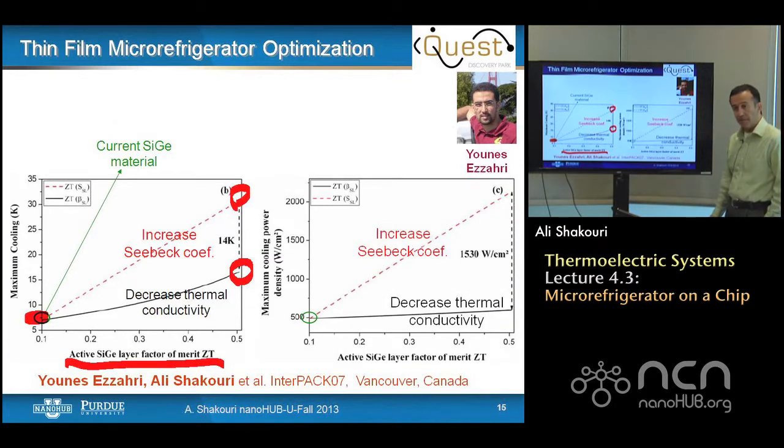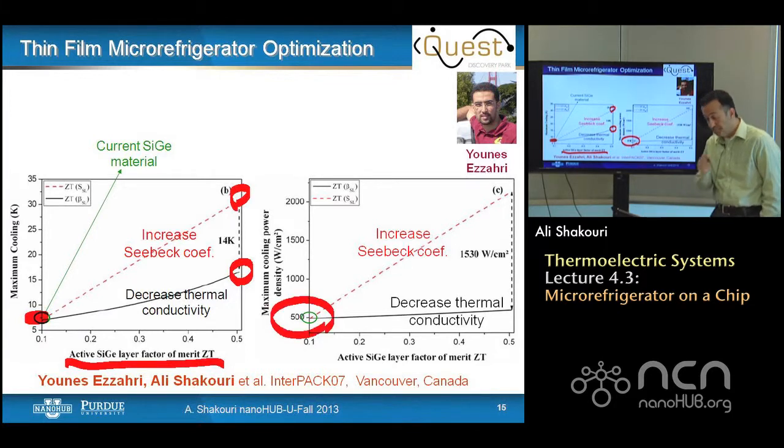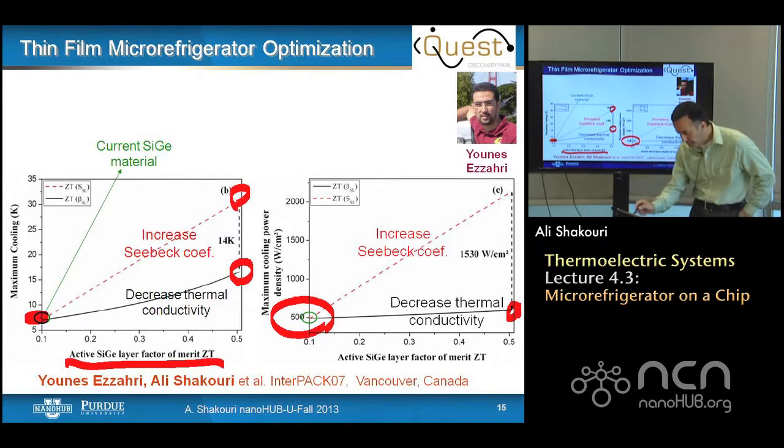Here is the curve for maximum cooling power density versus the same active silicon germanium ZT. We start again with 500 watt per centimeter square. If we go from a ZT of 0.1 to ZT of 0.5, the cooling power density has not changed a bit. Why? Because we have made the thermal resistance of the device more by making it lower thermal conductivity. While by increasing the Seebeck, we can reach about 2000 watt per centimeter square.